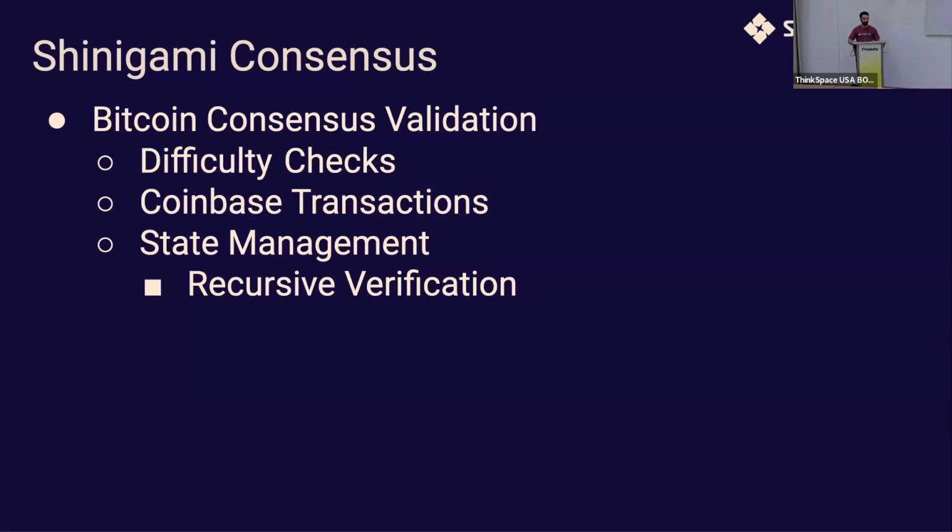And then any time you want to spend a UTXO, you provide a Merkle proof of the UTXOs that you spend, and then you recursively verify, or you also have to recursively verify that the UTXOs are valid previously from, sorry.